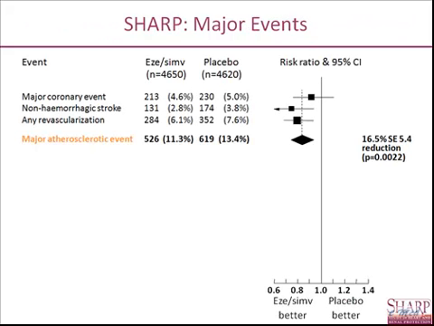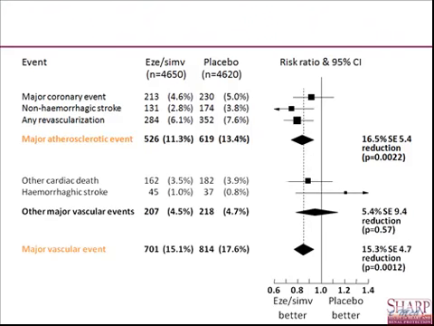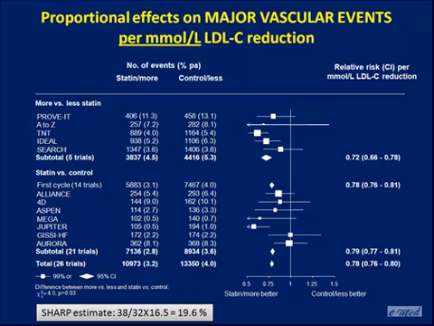Now, the steering committee was afraid, as I said, of the difference between the two different primary endpoints, but this was not really a major problem, as you will see now. If we look at the major atherosclerotic events, there was a reduction of 16.5%, and if we look at the other primary endpoint, which is the major vascular event, there was a 15.3% reduction, almost the same reduction in cardiovascular events, and almost the same p-value, and I think that everybody can rest assured that this is okay.